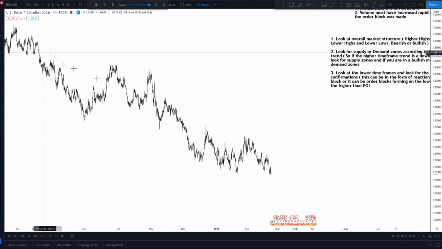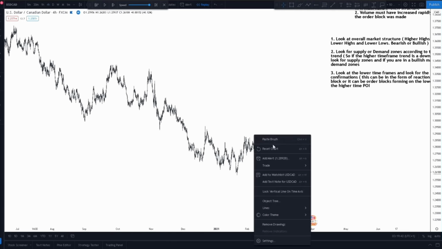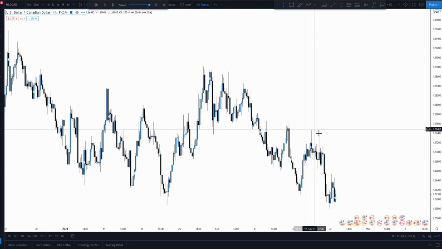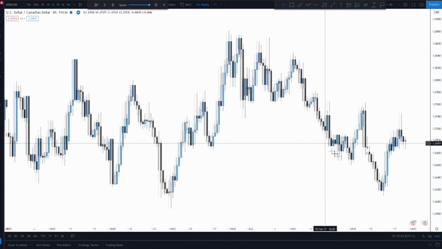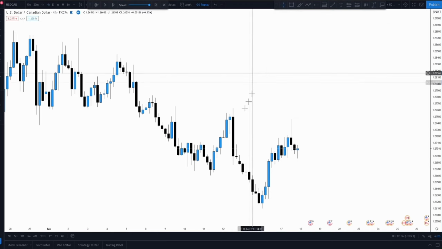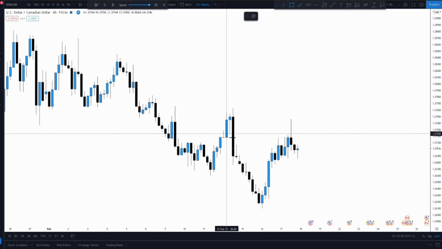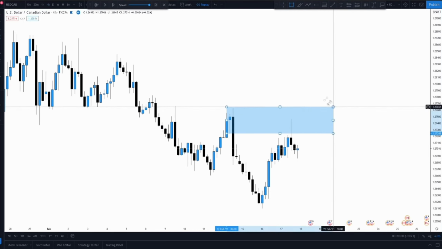So we look at our higher time frame bias, which is sell side, right? Then we look at our supply and demand zones, right? So what we have here is a clear area of supply. Why? This order block is valid. So if I show you, we have this order block here, right? This order block is valid.